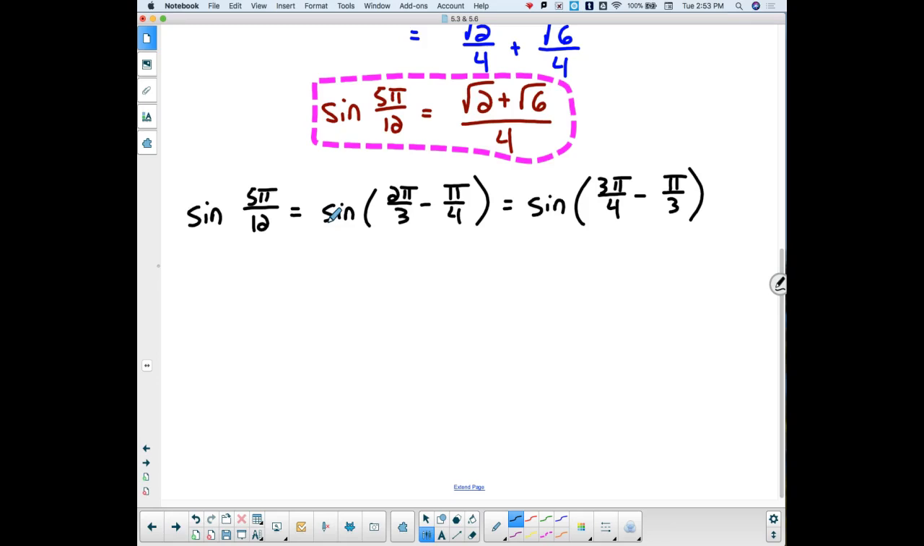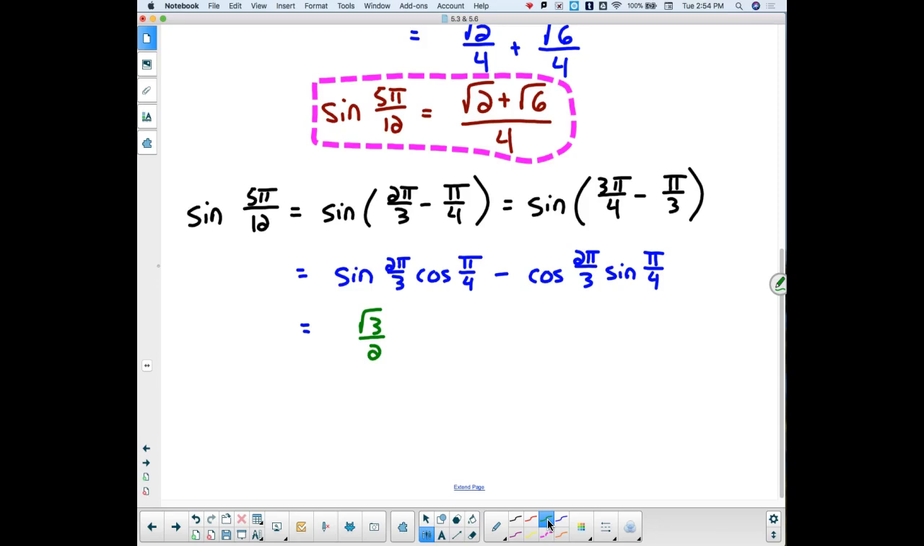All right? So I like this middle one, or the first one. Let's do that one. Sine 2 pi over 3, so then we're using number 19 here now. So that is going to be the sine of 2 pi over 3 times the cosine of pi over 4 minus the cosine of 2 pi over 3 times the sine of pi over 4. The sine at 2 pi over 3 is root 3 over 2. The cosine at pi over 4 is root 2 over 2. Still subtracting. Cosine at 2 pi over 3 is negative 1/2. Sine at pi over 4 is root 2 over 2.